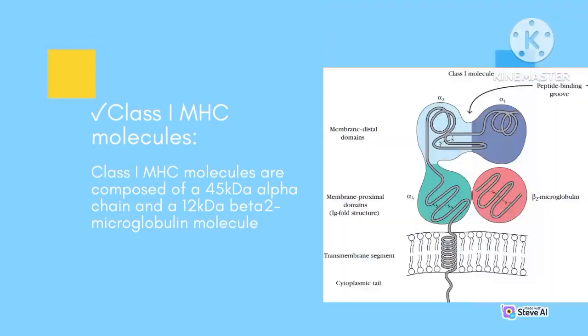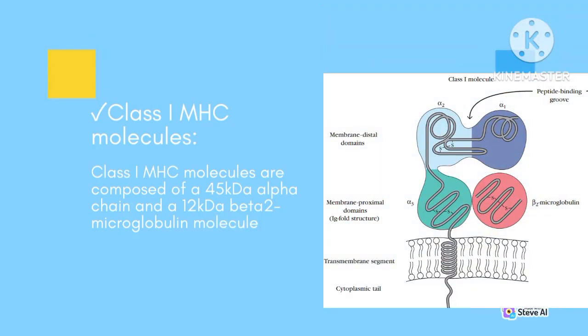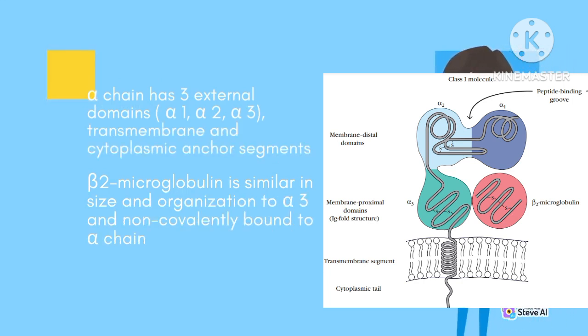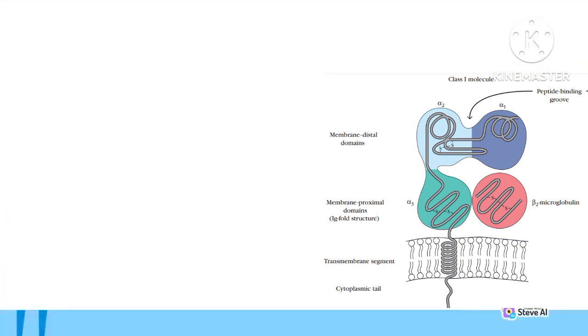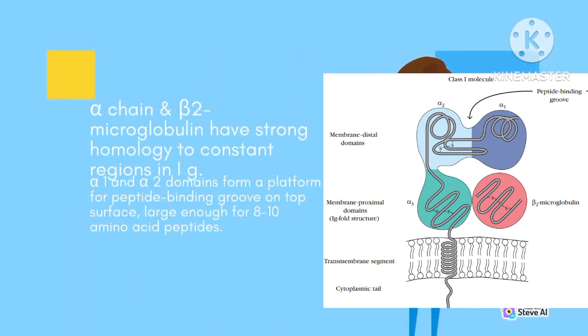Class I MHC molecules. Class I MHC molecules are composed of a 45 kDa alpha chain and a 12 kDa beta 2 microglobulin molecule. Alpha chain has three external domains: alpha 1, alpha 2, alpha 3, transmembrane and cytoplasmic anchor segments. Beta 2 microglobulin is similar in size and organization to alpha 3 and non-covalently bound to alpha chain. Alpha chain and beta 2 microglobulin have strong homology to constant regions in Ig.